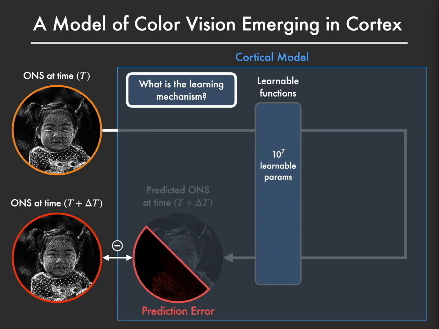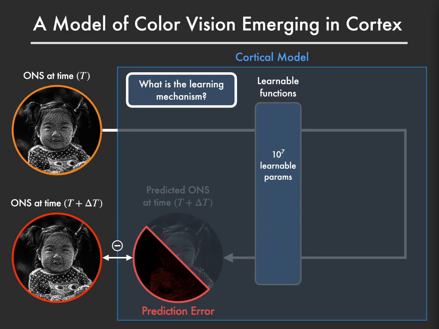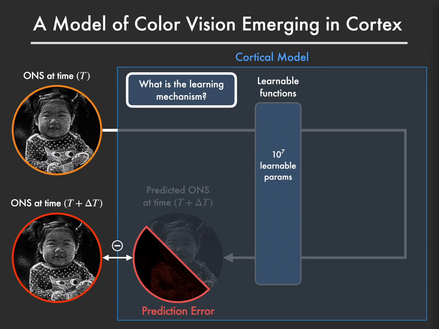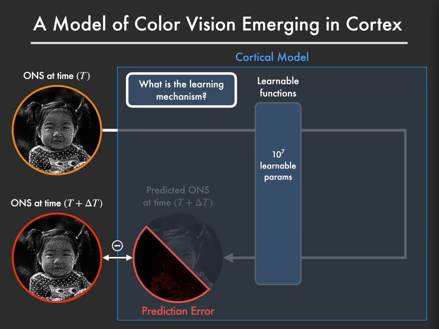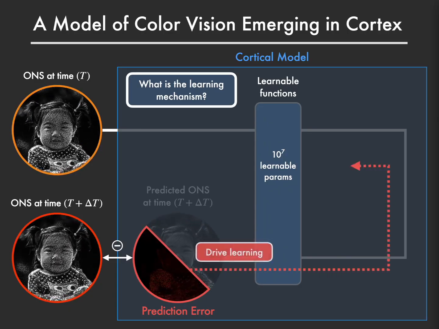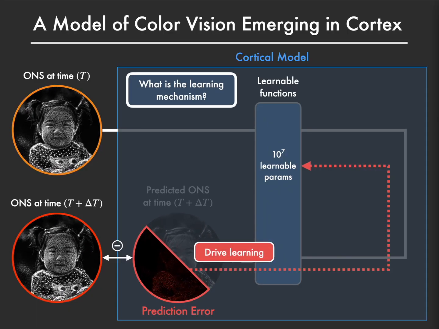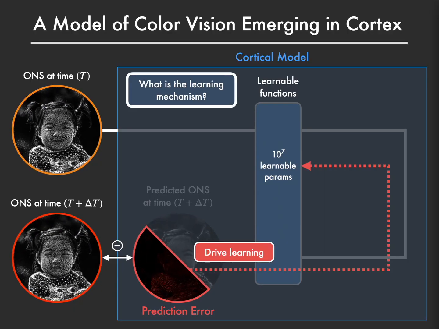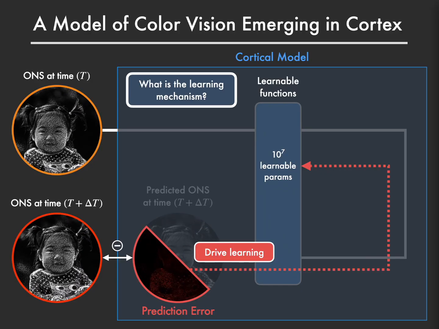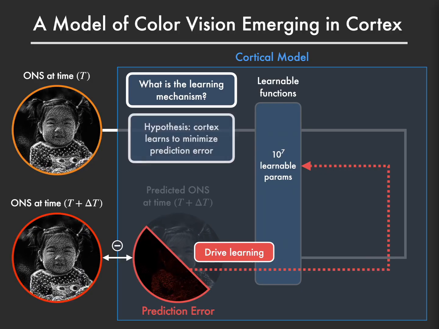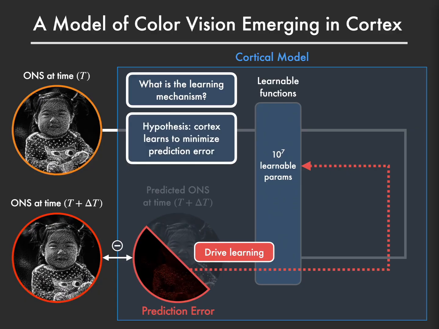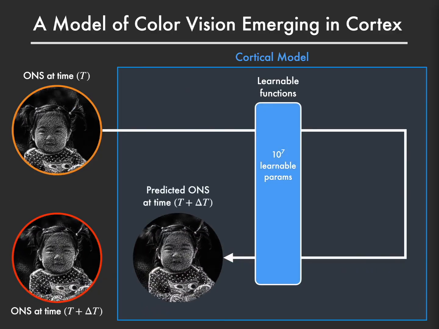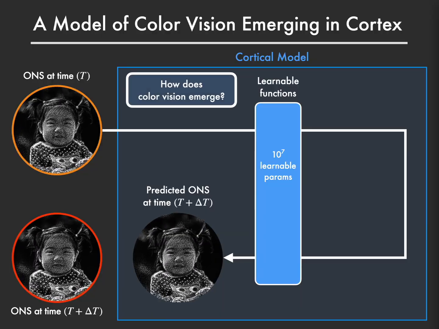The core of our hypothesis is that the brain makes use of this error to somehow update internal parameters used in making this prediction. In our simulation, we model this update as backpropagation with stochastic gradient descent as a functional placeholder for what might actually be happening biologically. Okay, so what's the learning mechanism? Our hypothesis is that the cortex learns to minimize the prediction error. But how does color vision emerge?